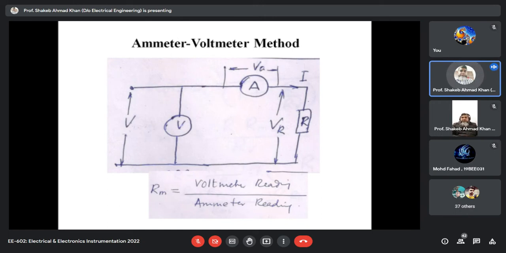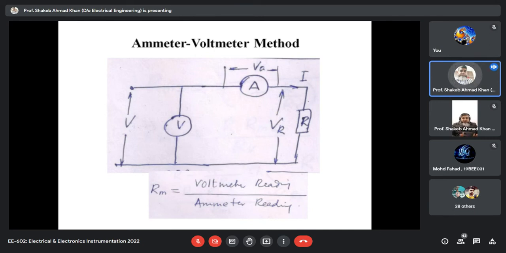Listen to me carefully. If we are talking about the voltmeter ammeter method, and your ammeter is indicating the value of current through the unknown resistance and the voltmeter is indicating the voltage across the unknown resistance, then if we take these two readings, it will give you the accurate result. So here in this circuit, the main issue is basically the voltmeter reading. Your voltmeter reading is not equal to the voltage across the resistance, but it is the voltage across the resistance plus the voltage across the ammeter, because your voltmeter is connected across the series connection of ammeter and unknown resistance.